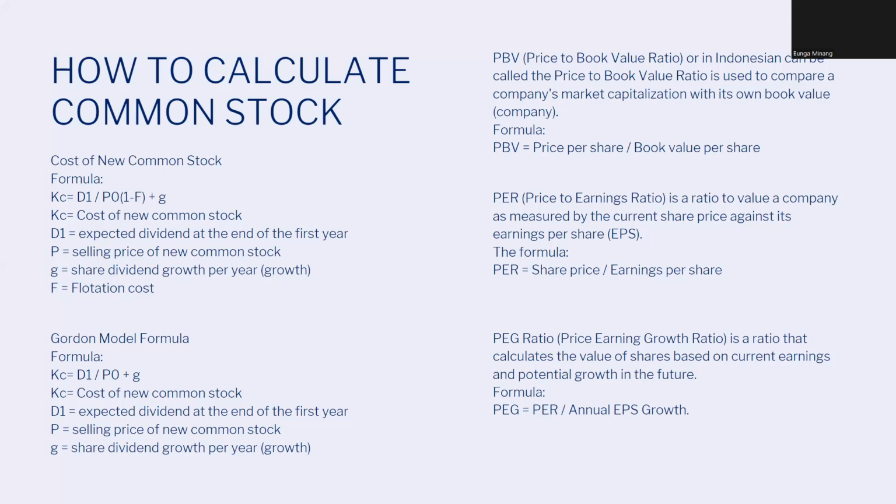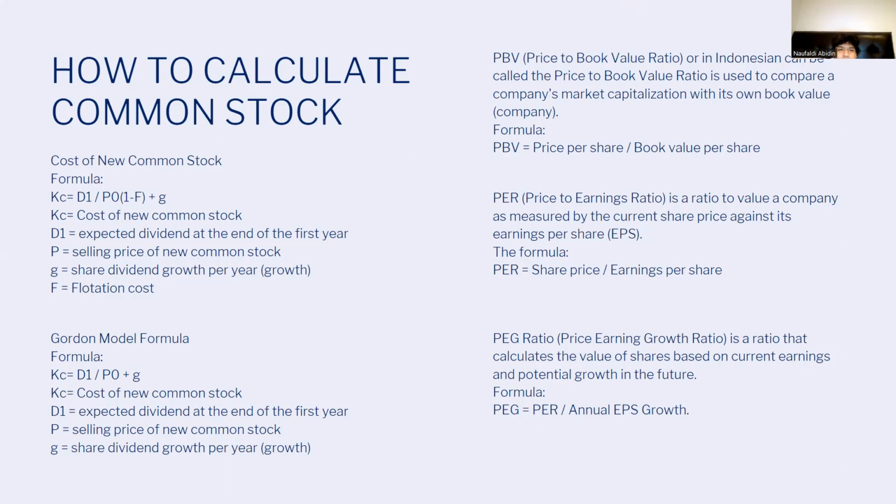How to calculate common stock? Cost of new common stock formula: KC equals D1 divided by P0 times (1 minus F), plus G. KC is the cost of new common stock. D1 is the expected dividend at the end of the first year. P0 is the selling price of the new common stock. G is the share dividend growth per year, or growth. F is the flotation cost.